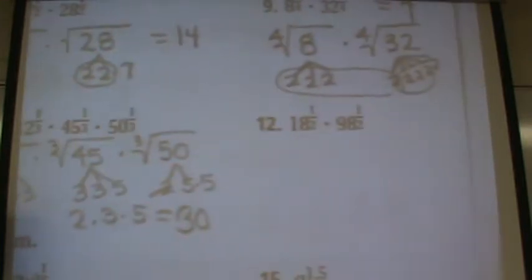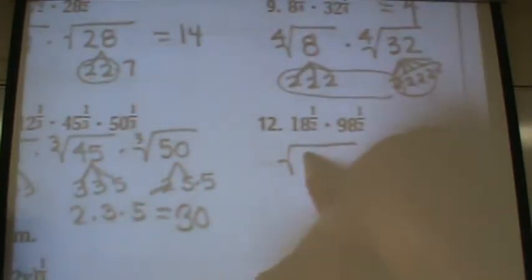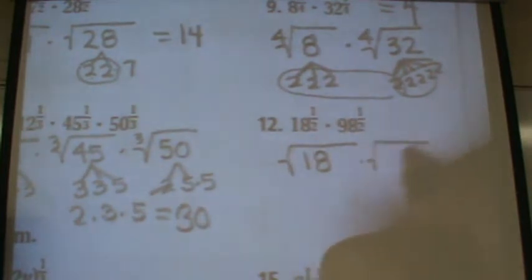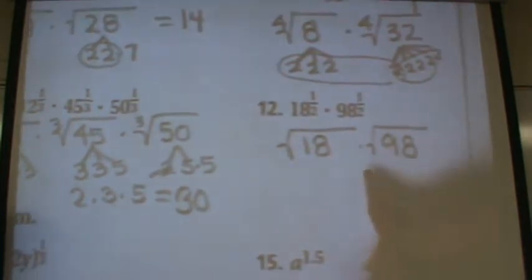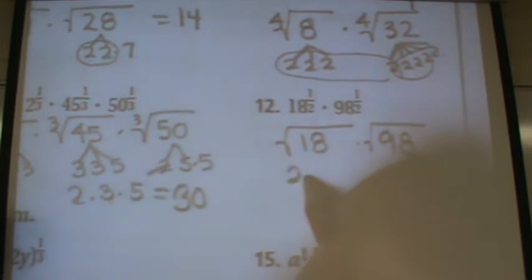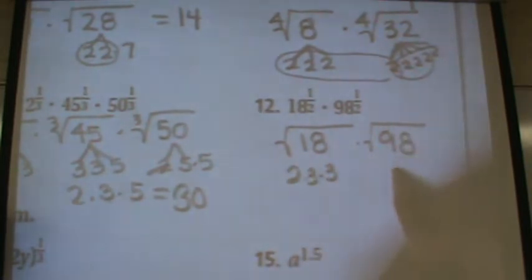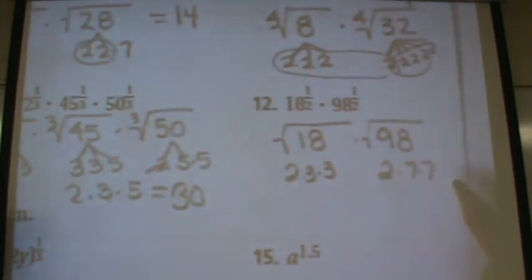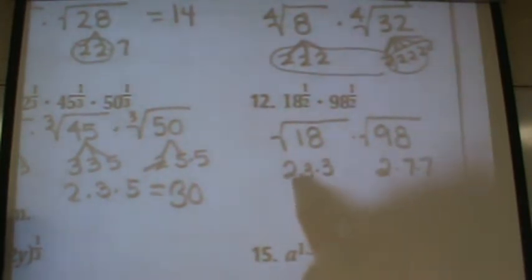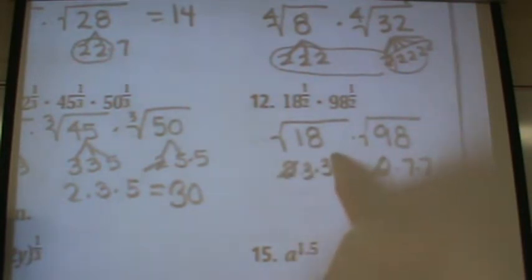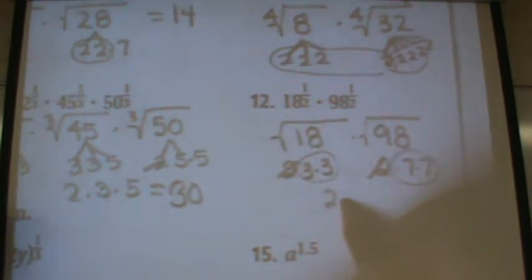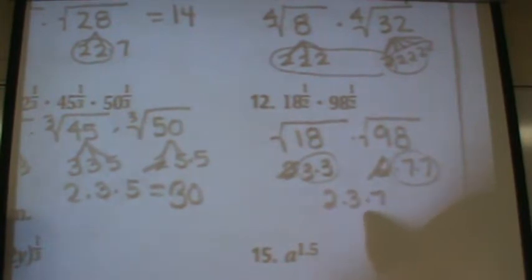30. Number 12, you've got the square root of 18 times the square root of 98. So we're looking for 2 of a kind. Well, 18 is 2 times 9, and 98 is 2 times 7 times 7. So we're looking for 2 of a kind. There's 2 2's, there's 2 3's, and 2 7's. So it's 2 times 3 times 7. And 6 times 7 is 42.